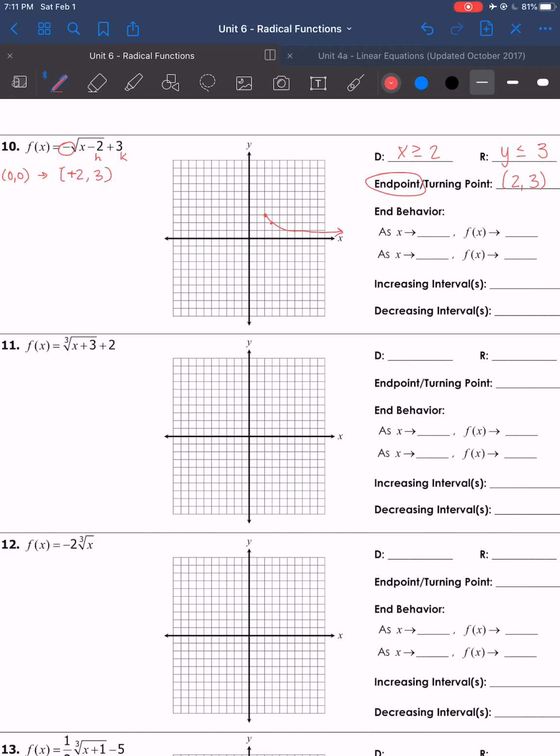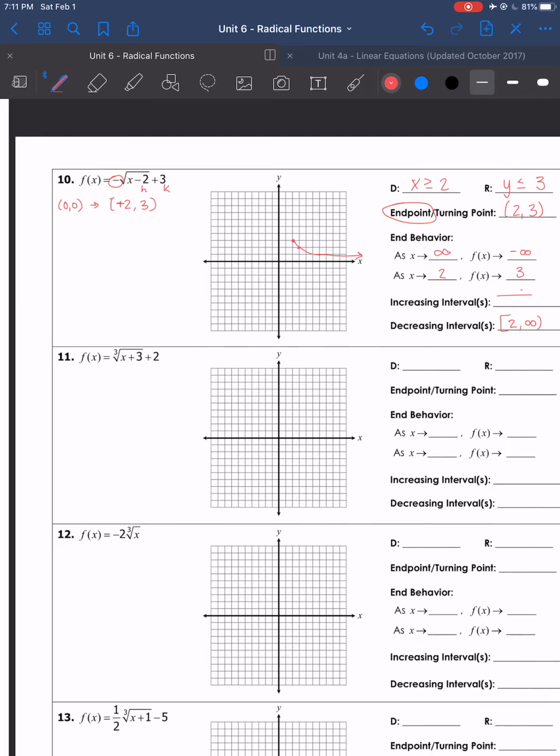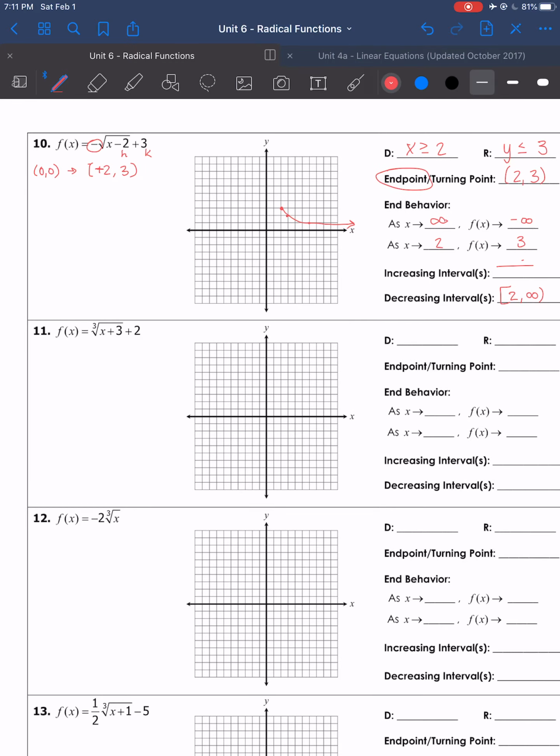So once again, we're going to talk about end behavior. So as x goes to positive infinity, f of x is going to negative infinity. And then as x goes to 2, f of x is going to 3. If I read this from left to right, it's never increasing, so we don't have to worry about that. But it's decreasing from 2 to infinity. So those are how you do transformations and the characteristics for square roots.